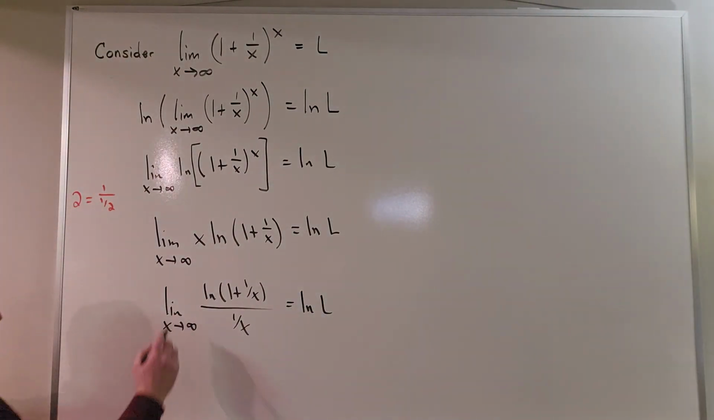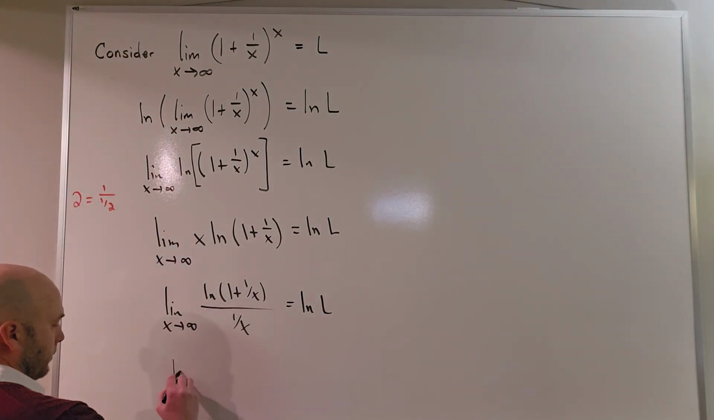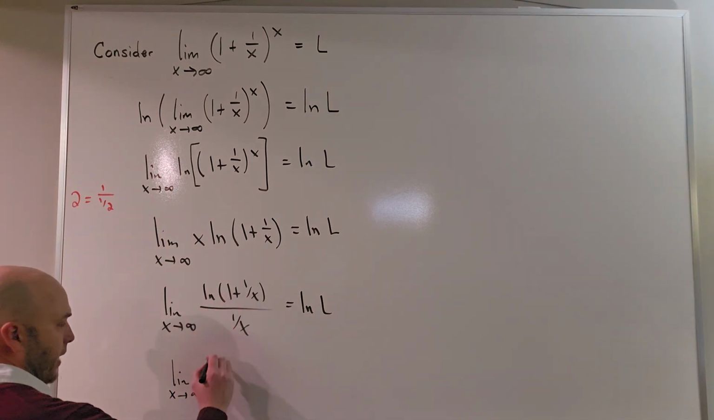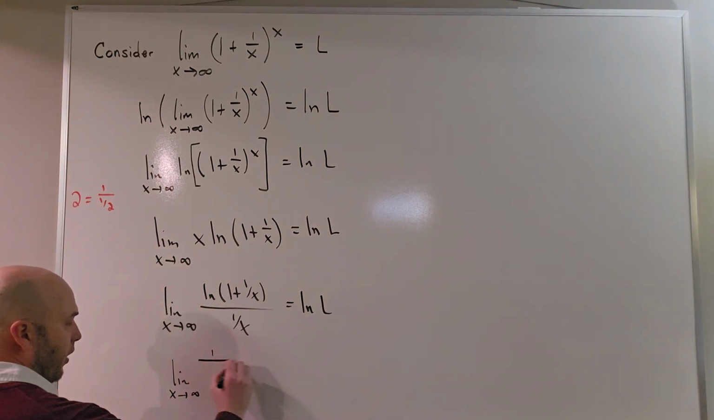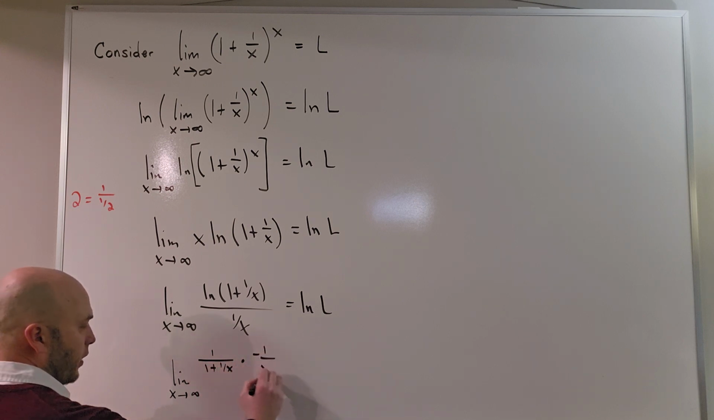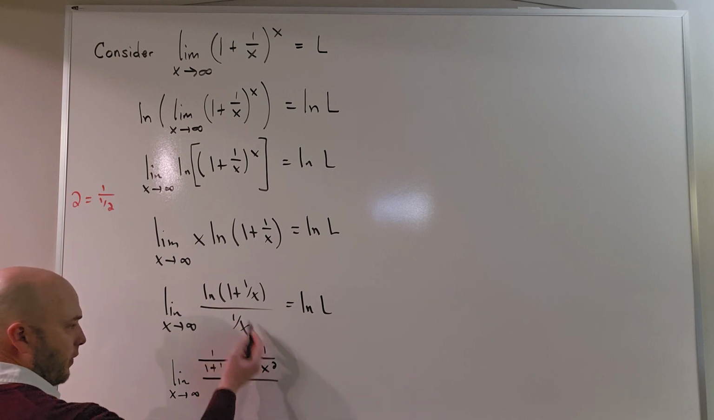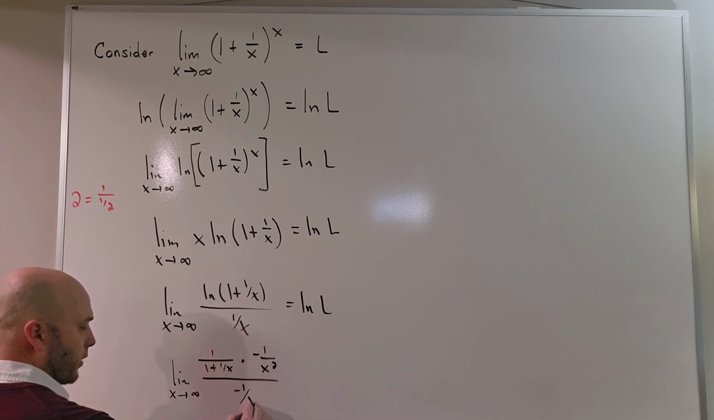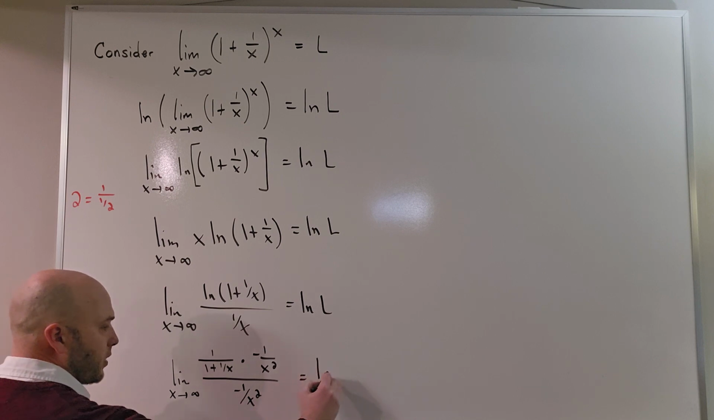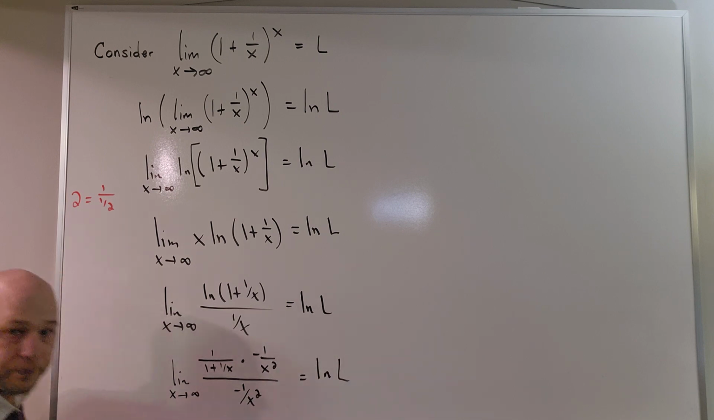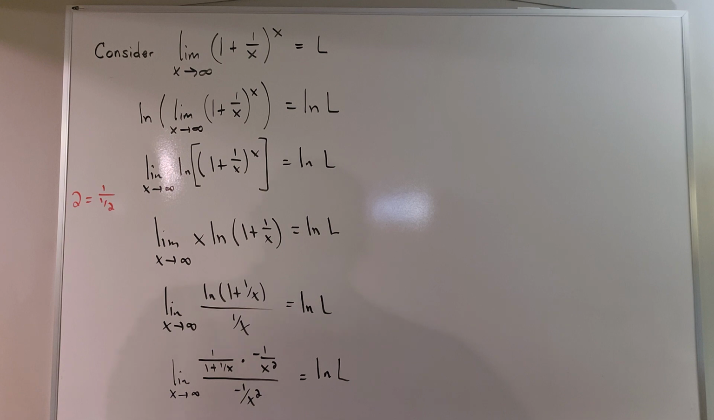All right, so the limit of the numerator, remember the derivative of the natural log is the reciprocal of the argument times the derivative of the argument. And then this would be divided by the derivative of 1 over x, which is negative 1 over x squared. And again, that's equal to the natural log of L. Now notice what happens.